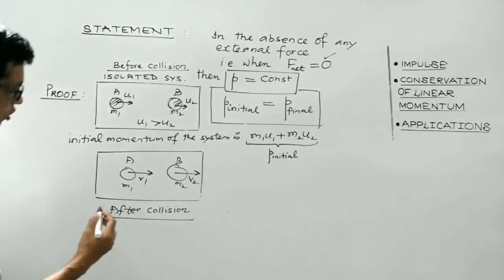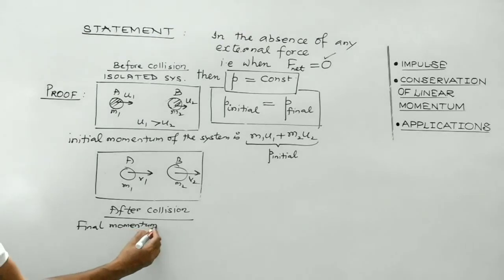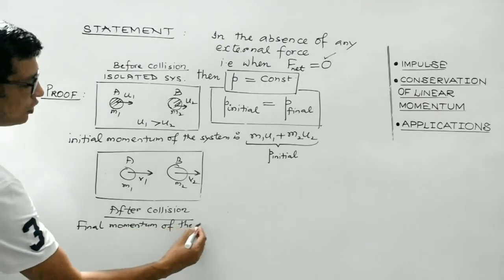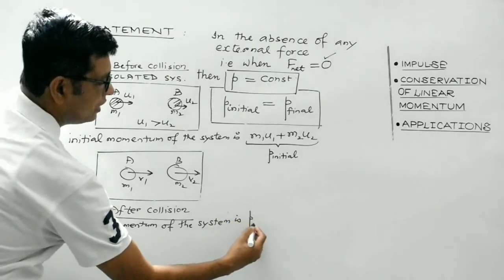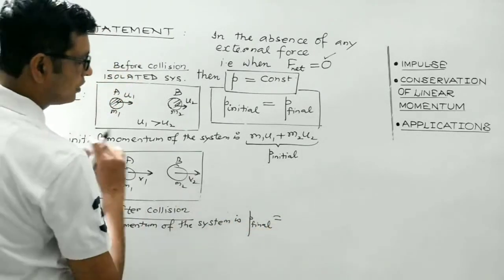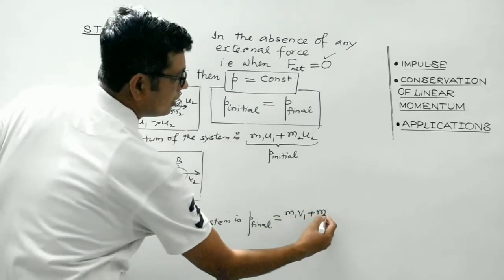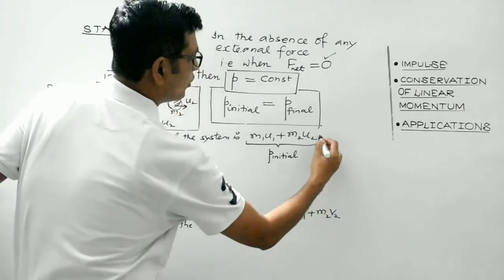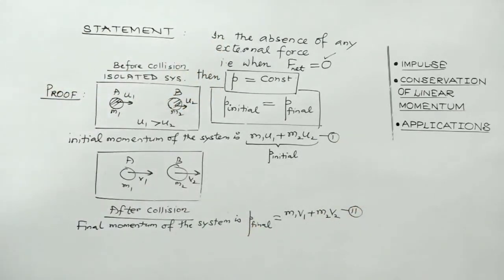So, what will be the final momentum of the system? Let's check. The final momentum of the system, P final, where P stands for momentum, is M1 V1 plus M2 V2. Put this as equation number 1 and let us consider this to be equation number 2.